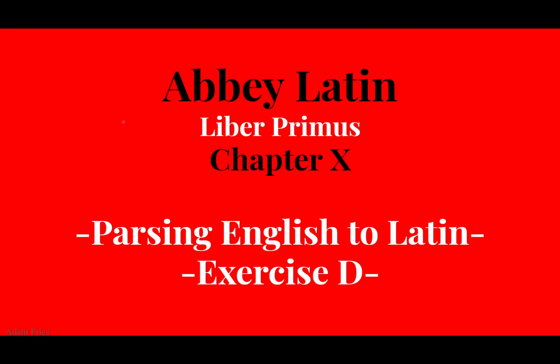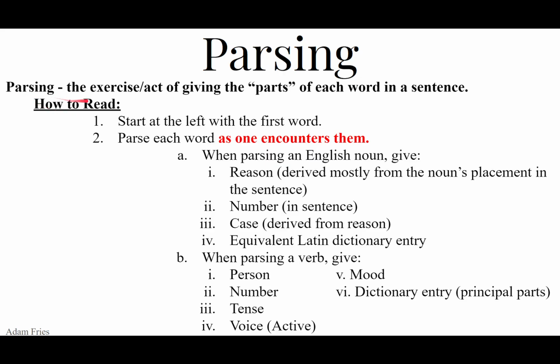This is exercise D of chapter 10, parsing English to Latin. By parsing, we mean the exercise or act of giving the parts, that is, dissecting each word in a sentence in order to read the sentence. So how do we read? We start at the left with the first word, and we parse or dissect each word, moving towards the right as we encounter each word.